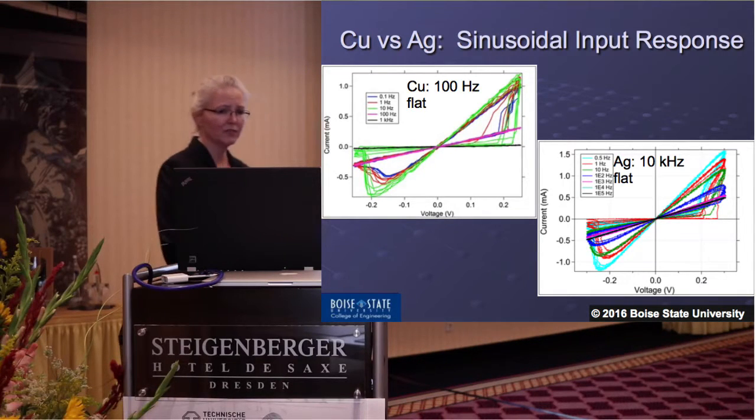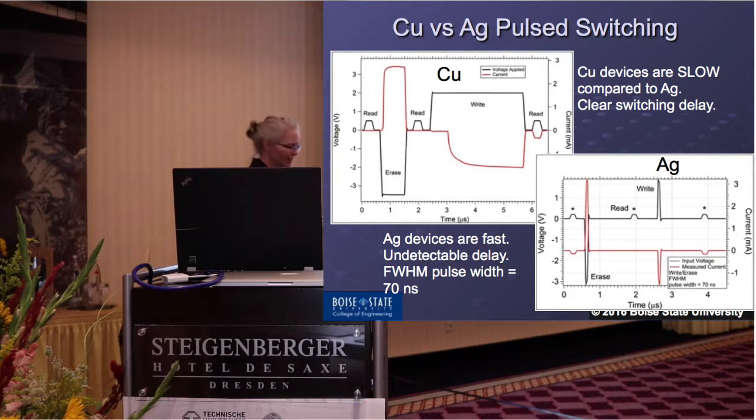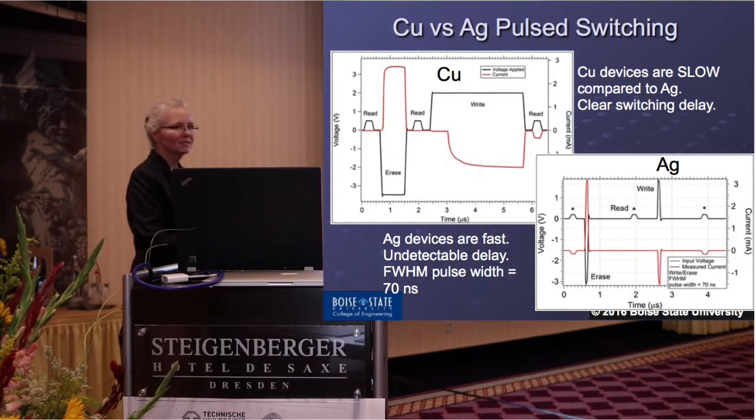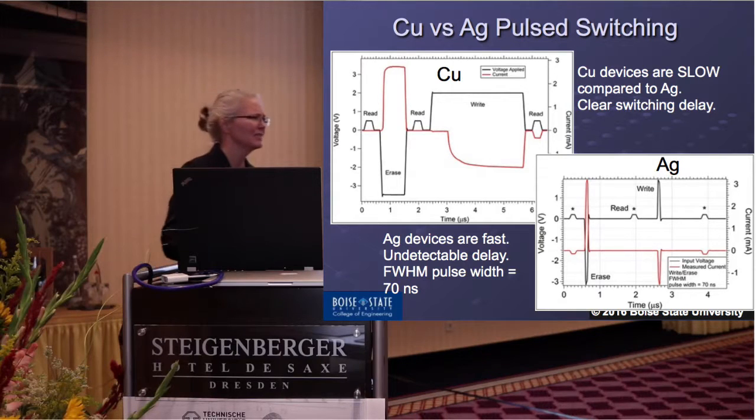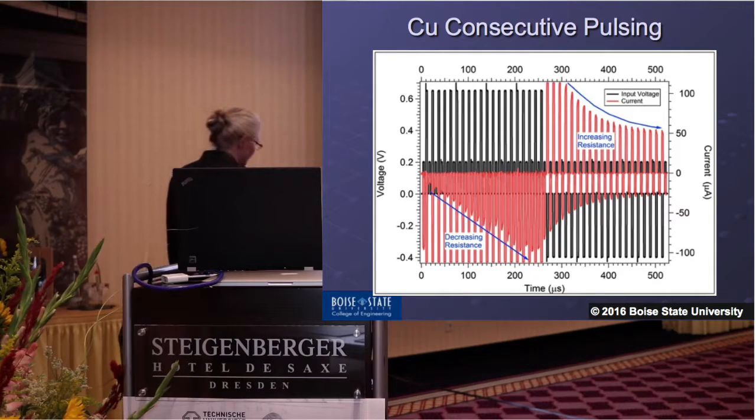That's one huge difference. The second one is the copper devices in this structure, just replacing silver with copper, they're really slow. So you look at this, what does that remind you of? What's happening here, what's charging here? It's a slow response, and the silver doesn't have that behavior whatsoever. They're very fast. You can't see any delay in our measurement system. The copper, on the other hand, had a lot more control in terms of consecutive pulsing, a lot more.